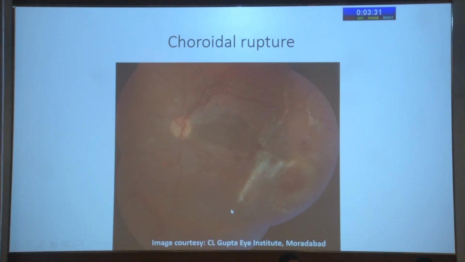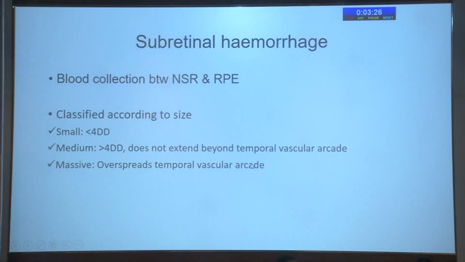So this is a choroidal rupture that happened at the fovea itself. Multiple choroidal ruptures, some in the periphery and some mostly temporal to the macula. So subretinal hemorrhage is another complication. There's a blood collection between the neurosensory retina and the RPE.